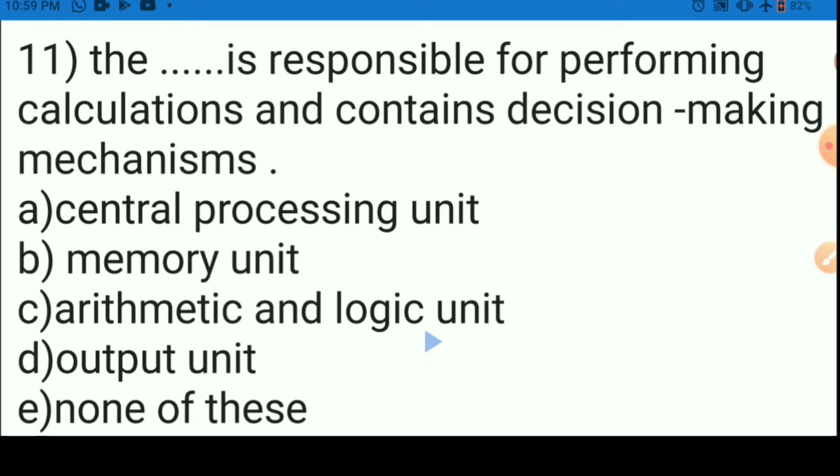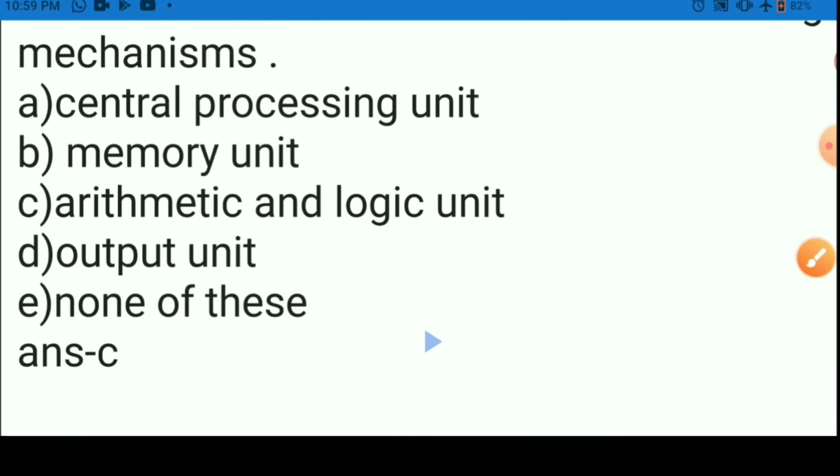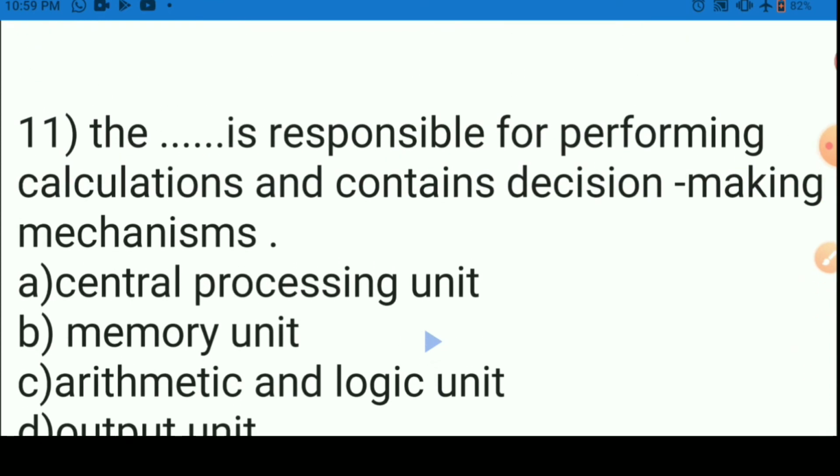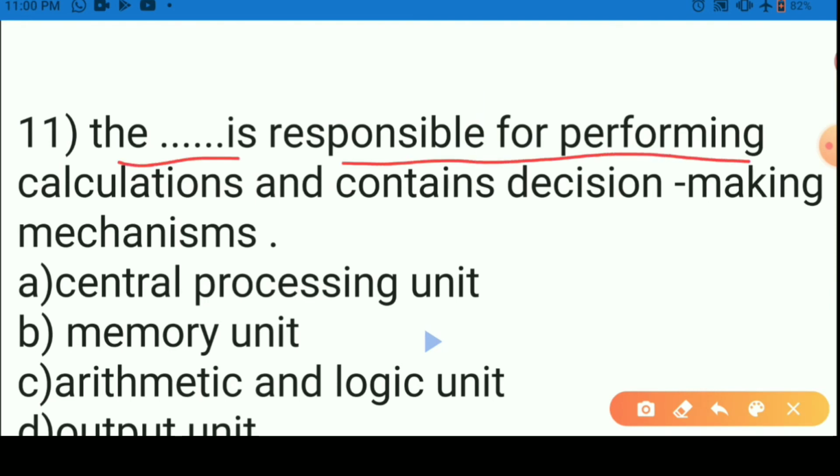Question number 11. The blank is responsible for performing calculation and contains decision-making mechanism. Central processing unit, memory unit, arithmetic and logic unit, output unit, none of these. Here right answer is arithmetic and logic unit. The arithmetic and logic unit is responsible for performing calculation and contains decision-making mechanisms.